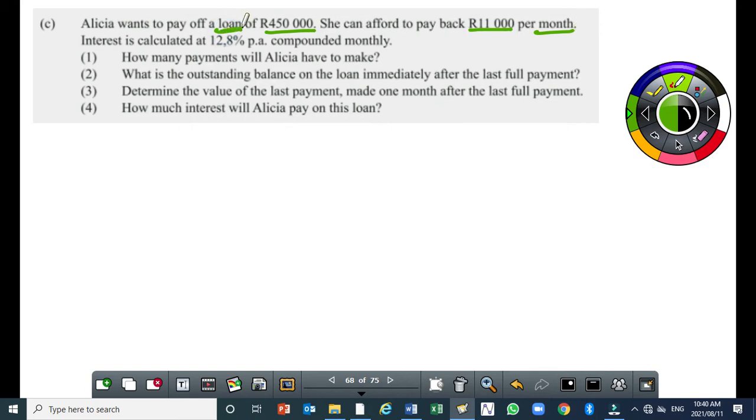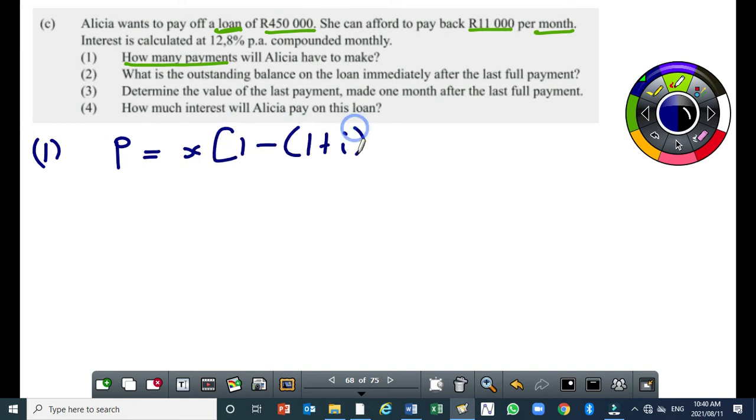Right? Then the first question says, how many payments does Alicia have to make? How many payments? That's N. So you need to remember your logarithms, your logs, for you to do that question. So the first thing, write the formula P equal to X times 1 minus 1 plus I raised to the power of minus N all over I.